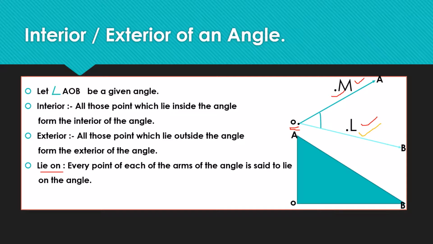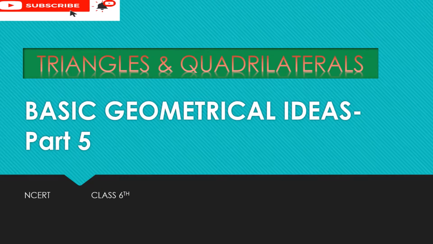So this is a very simple concept of an angle. Students, today we will discuss chapter 4 of NCERT, Basic Geometrical Ideas, and this is part 5. In this session we will discuss triangles and quadrilaterals. Let us start.